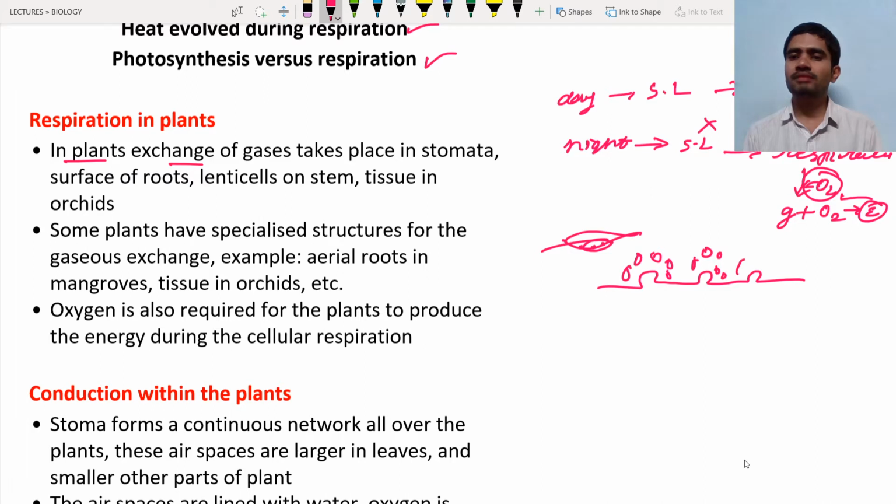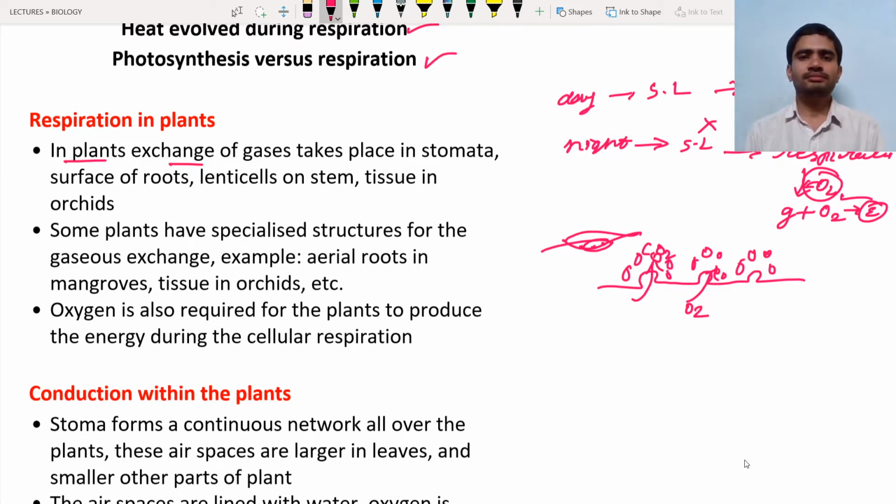This is the bottom side of the leaf, and the exchange of gases occurs through the stomata. Carbon dioxide is taken in during sunlight or the daytime, and in the night time oxygen is taken in. Why? Because there is no sunlight, energy has to be released, so this process occurs.